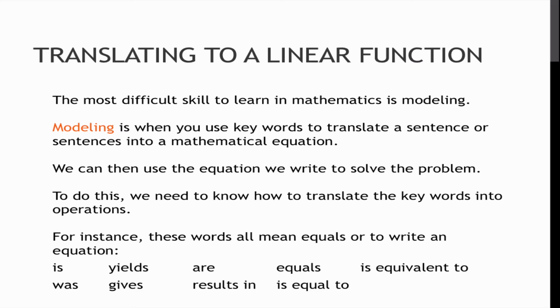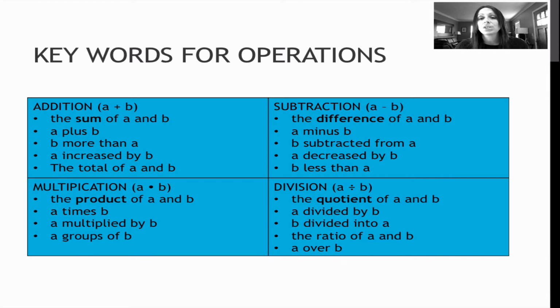But what we're going to try to do is take first just regular words and translate them by looking for words such as "is" to mean equals, or "yields," or "gives," or "results in." So this little list down here is to help you to know those keywords for an equal sign when we're talking about, say, a real life situation. So this is another list, and this is maybe something that you would just want to print out and have as a reference. But these are things that mean to add, subtract, multiply, or divide.